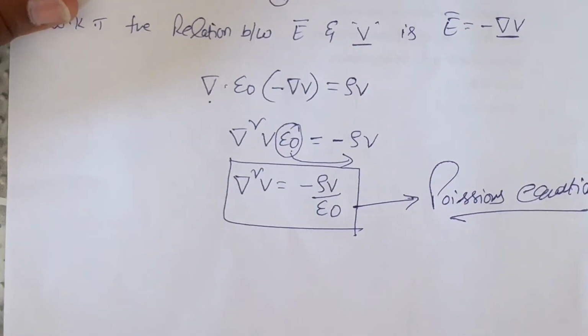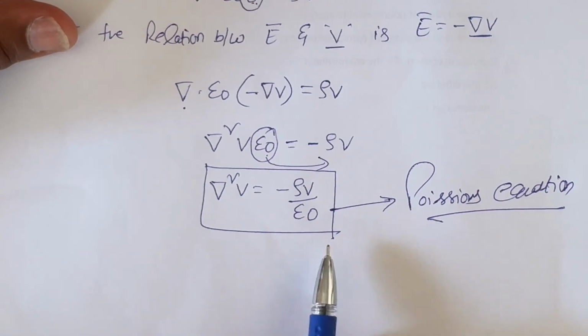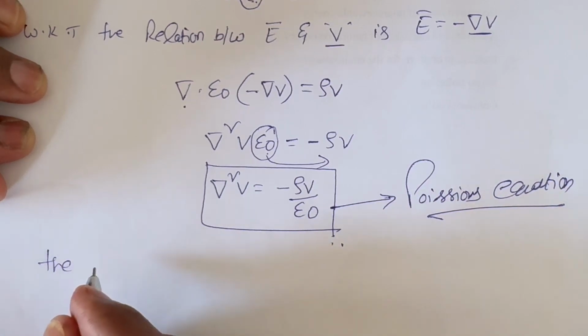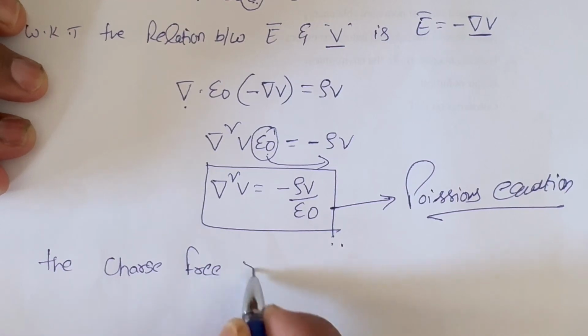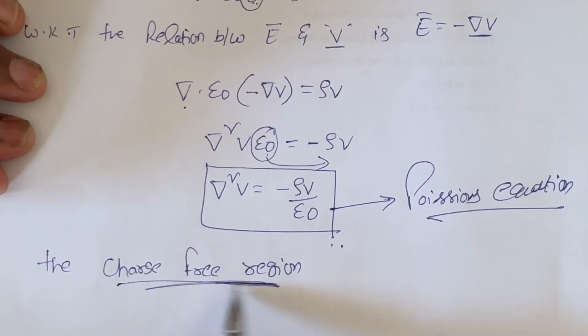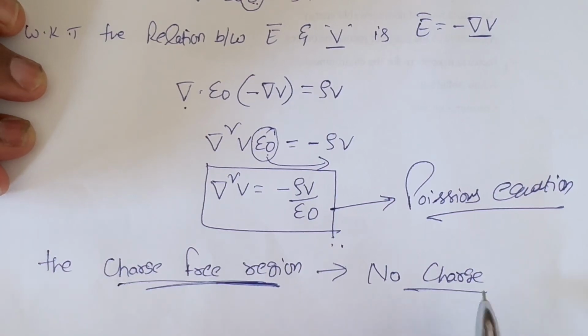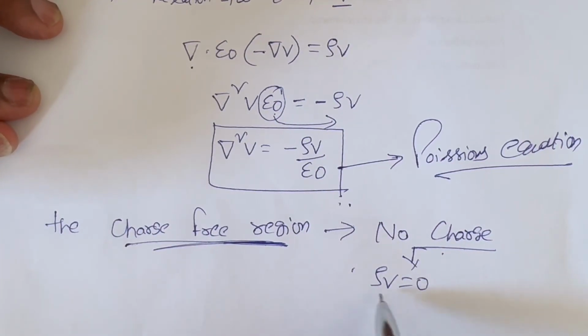Now coming to the Laplace equation. Laplace equation is also derived from this equation. That means the Laplace equation exists for a charge free region. That means whenever there is no charge, then the value of rho v becomes 0. No charge means rho v becomes 0. Rho v means volume charge becomes 0.